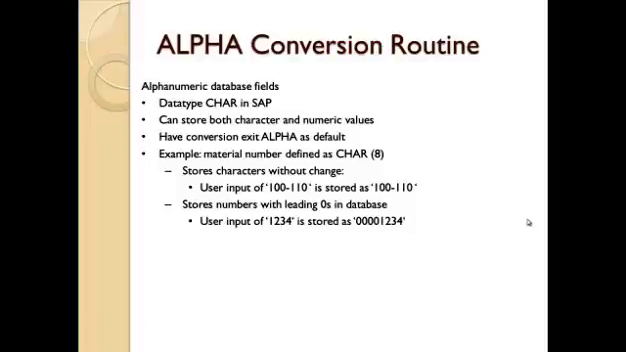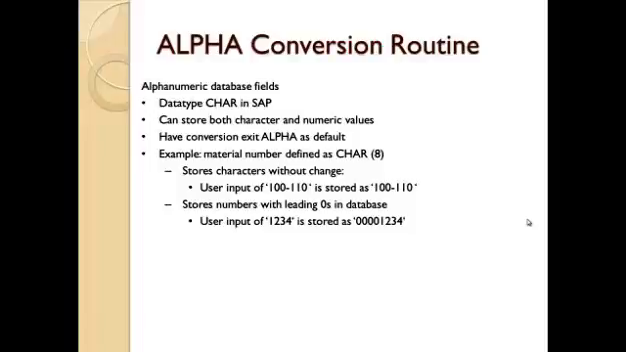Okay. Now, what's the purpose of the alpha conversion routine? As shown in the example there, let's say we are defining a characteristic for material number, okay, and we define that as CHAR 8. Okay, so it's a CHAR data type with 8 bytes. Okay, so 8 spaces that we can use to enter a material number.